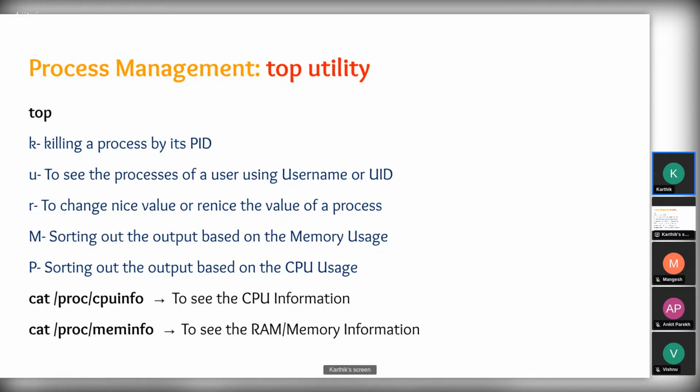When I open the top command, from there also you can kill a process. I sorted it using memory and CPU. Shift P and Shift M sort based on the CPU and memory usage from a high level to low level of the processes. To see the processes of a particular user, you can press U and give the username. And to kill a process from the top command, you can give K and kill it.